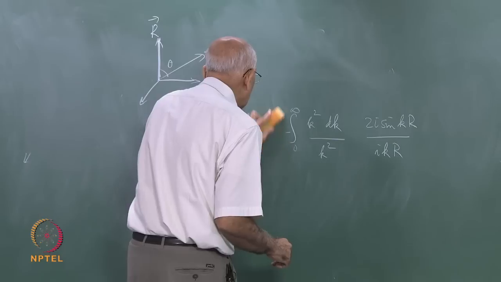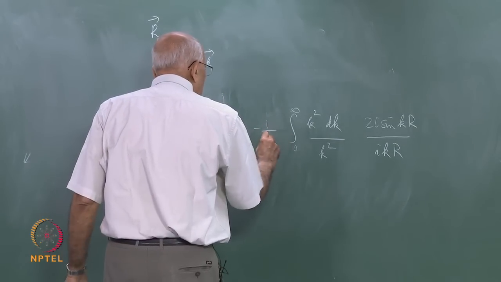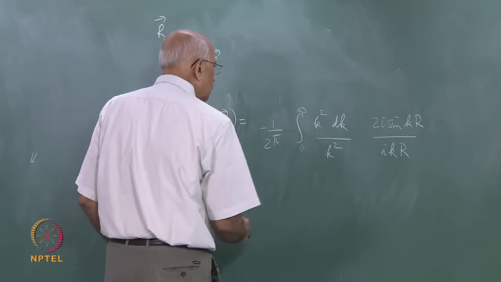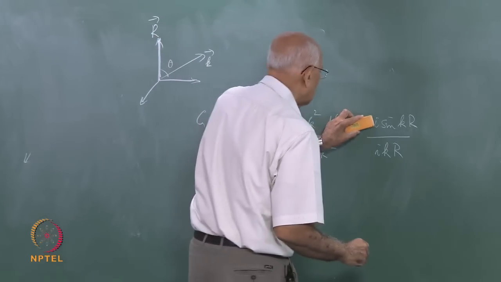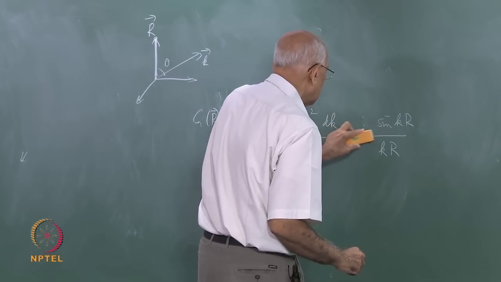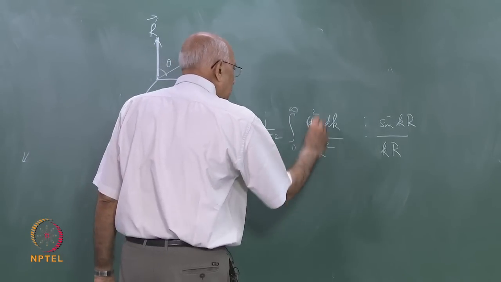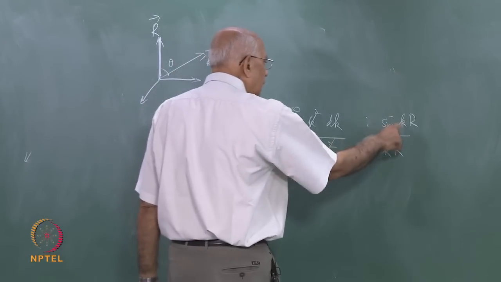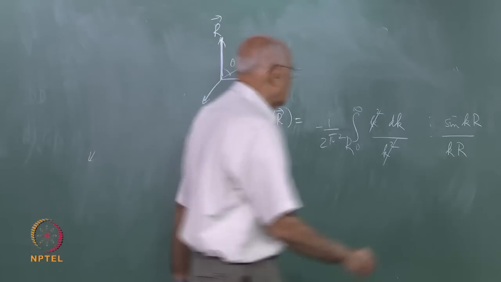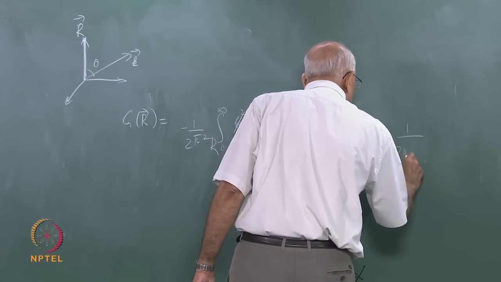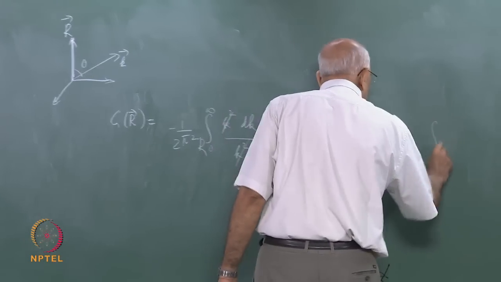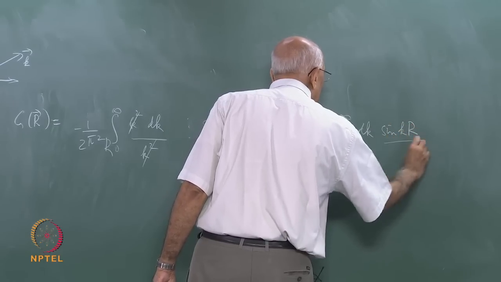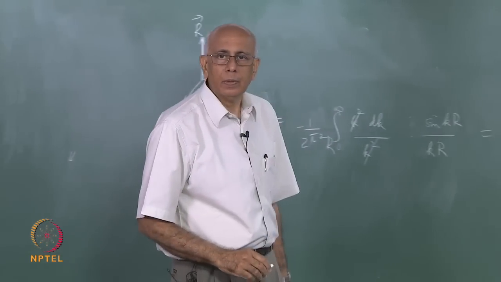So this is 4 pi squared, let us make it a minus 1 over 4 pi, and there is a 2, so this is a 2 pi squared. The 2 cancels, the i cancels. By the way, the k squared cancels, the r comes out, and you have dk sine kr over k. So this is equal to minus 1 over 2 pi squared capital R integral 0 to infinity dk sine kr over k. That is it.